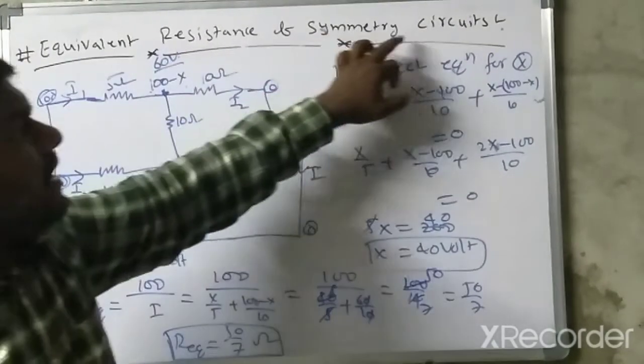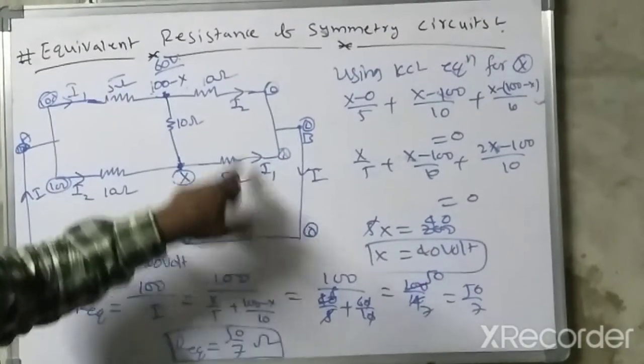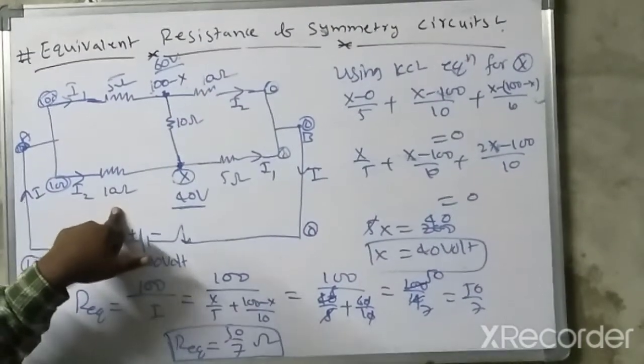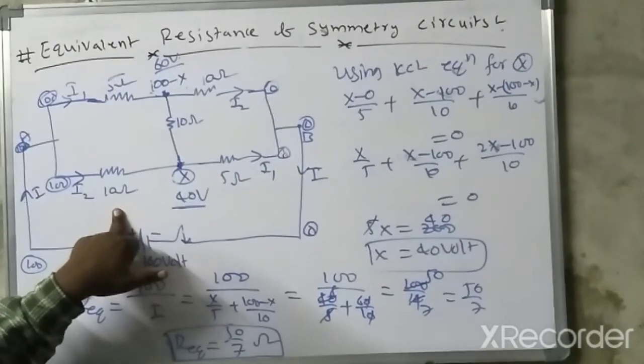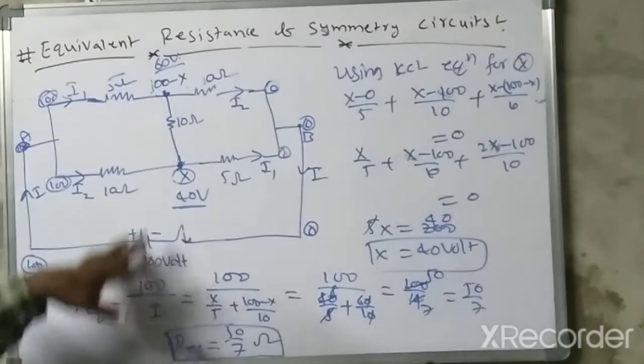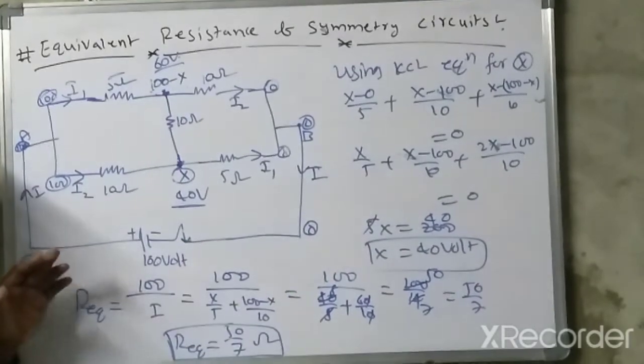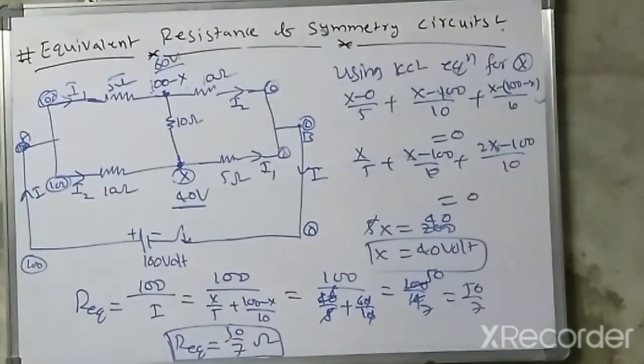This is the equivalent resistance of a symmetry system. This one is symmetry, this one also symmetry. So whenever they ask you this type of question, you may do like this. Please keep these points in mind, and please don't skip.